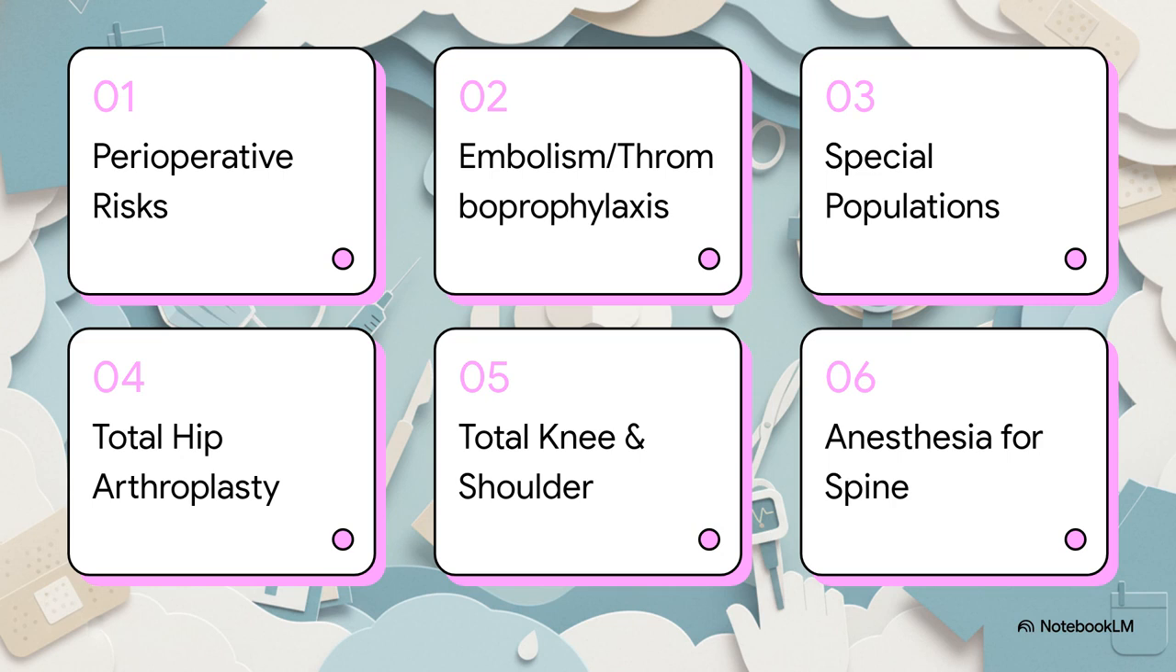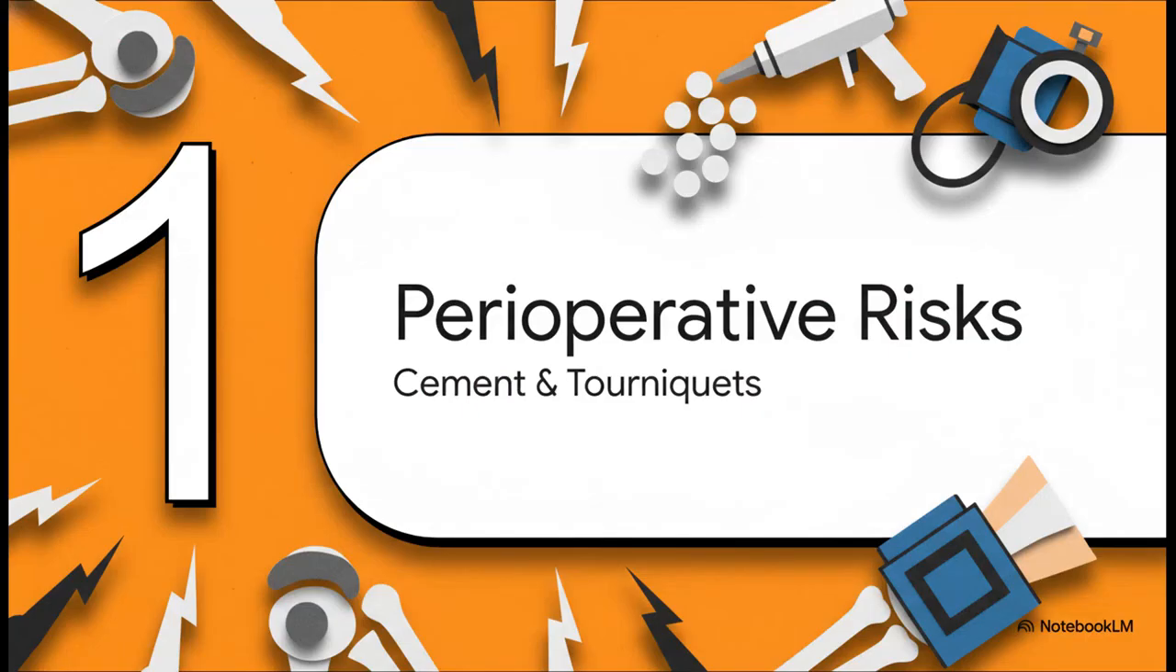Okay, so here's how we're going to tackle this. We've set this up as a progressive deep dive. First up, we'll kick off with the foundational perioperative risks that you'll pretty much encounter in any major ortho case. That's bone cement and tourniquets. Then, we'll get into the really life-threatening risks of embolism and the absolutely critical importance of thromboprophylaxis. From there, we'll have a look at adapting our plans for special patient populations, because not everyone is straightforward, are they? And finally, we'll apply all of this knowledge to specific, high-volume procedures like hips, knees, shoulders, and of course, complex spine surgery. Right, let's get started with part 1, the foundational risks.